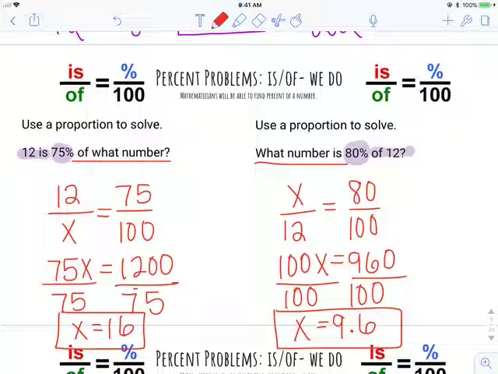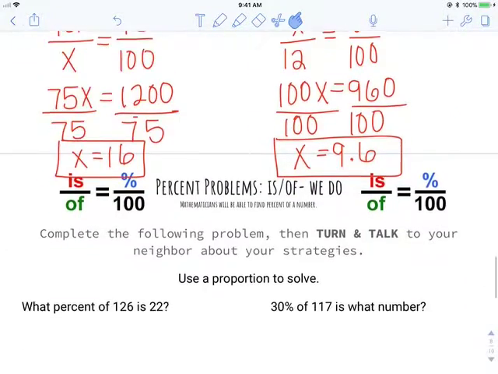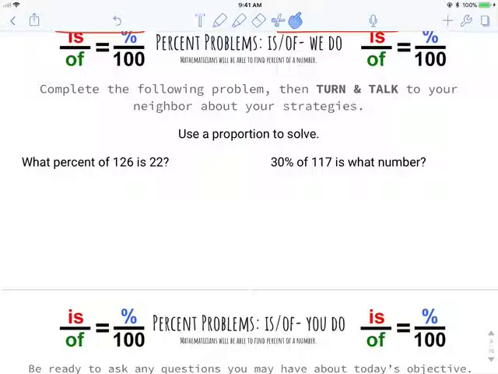Some of you might be asking, how do I know when I put a percent sign on my answer? Well, if the percent is given in the problem, you don't need a percent answer. You're looking for a number answer. If the percent is x over 100, that's when you know to put a percent sign on your final answer, like a label.